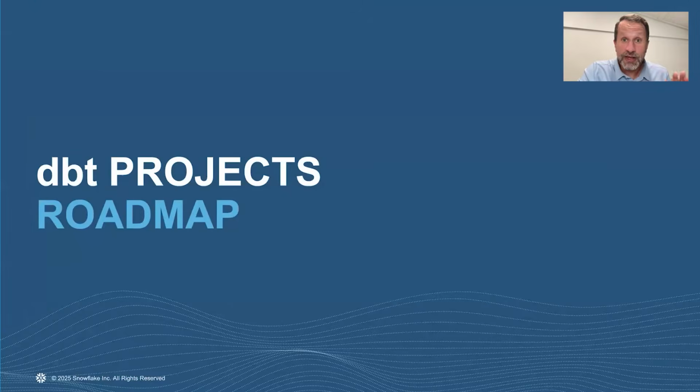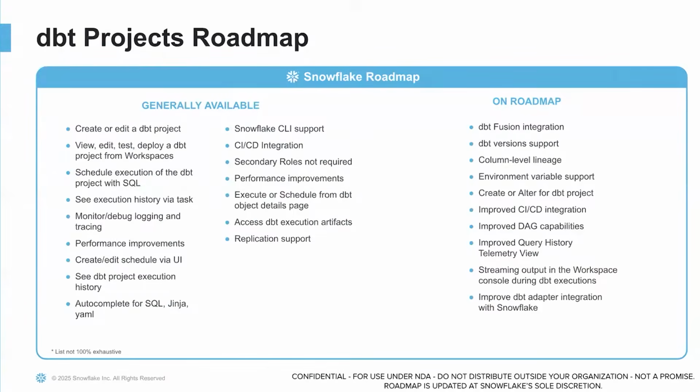All right, and then finally we're going to end with just a brief discussion about the roadmap, and I really just want to highlight a couple things that customers ask about all the time. So the GA features on the left, we covered most of those, but of the roadmap items, Fusion is probably the question that comes up the most. And yes, we are going to support Fusion. We announced this at Summit, and that's coming. Supporting multiple versions of DBT core is another request that is coming, and column level lineage also. So a lot of exciting stuff coming on the roadmap, and a lot of stuff that we're delivering with GA.